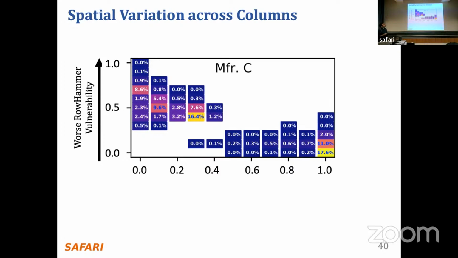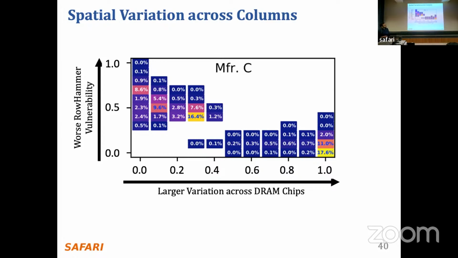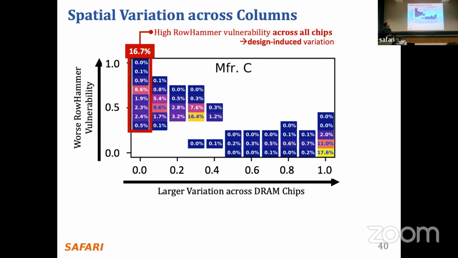So here we have, on the y-axis, RowHammer vulnerability in some normalized metric, and variation across DRAM chips on the x-axis. And we see that some chips show high RowHammer vulnerability, actually all chips, okay. On the left, we have a smaller variation across DRAM chips in a module, right? And as we go right, the variation across DRAM chips increases. As we go lower, the RowHammer vulnerability is low, and as we go higher, it's higher. So we see some accumulation in the left top corner here, meaning that we have a high RowHammer vulnerability across all chips in some modules, right?